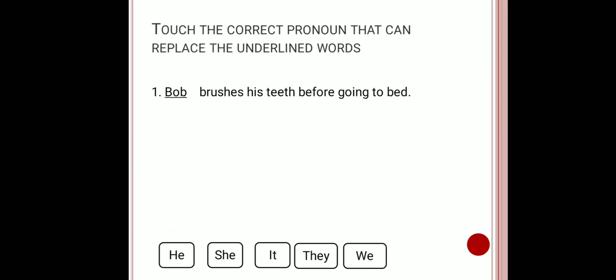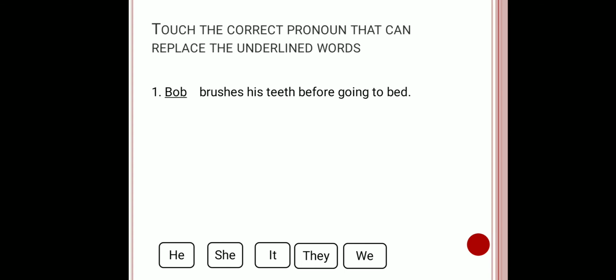Now, let's try to solve this exercise. It's all about using the appropriate subject or object pronoun. Okay, let's start. Touch the correct pronoun that can replace the underlined words.